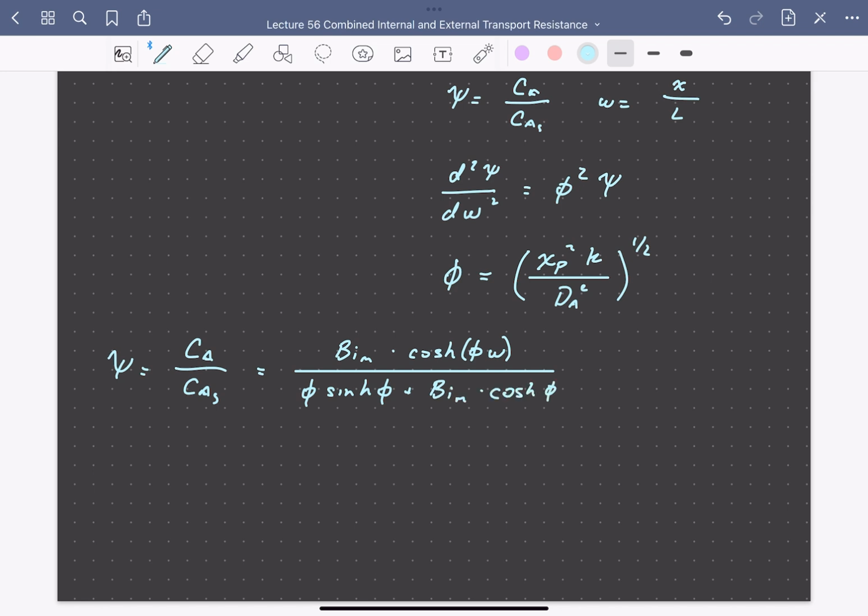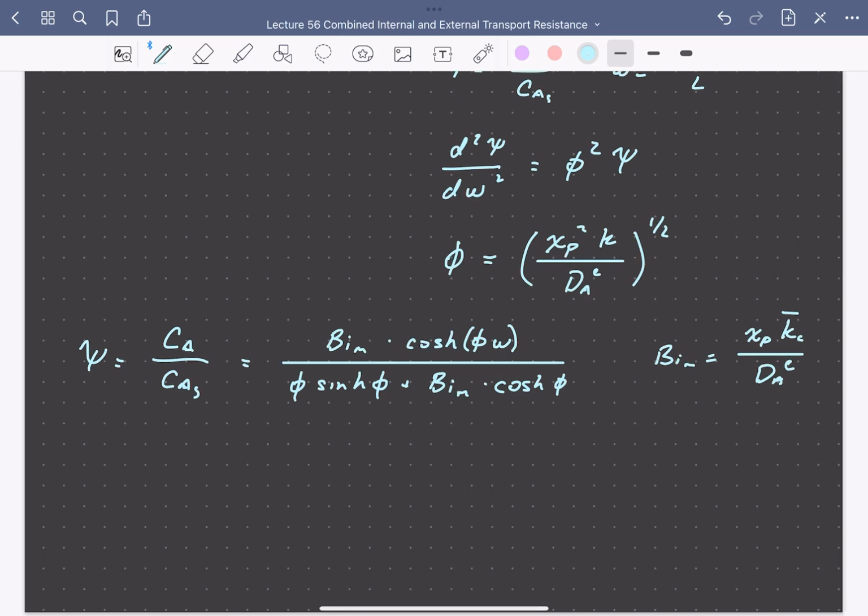Here we've introduced one additional dimensionless parameter, the Biot mass number, and this is equal to the half thickness of the slab times the mass transport coefficient through the boundary layer divided by the effective diffusivity of A. So this quantifies the relative rates of transport outside of the slab relative to through the slab.